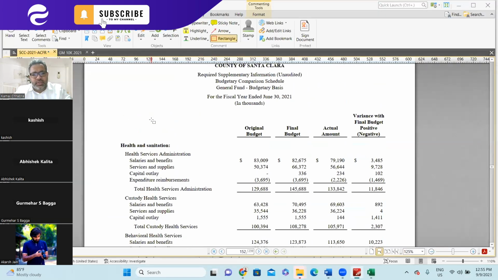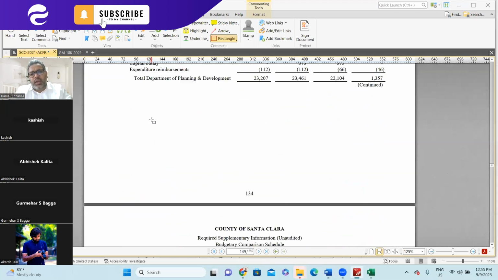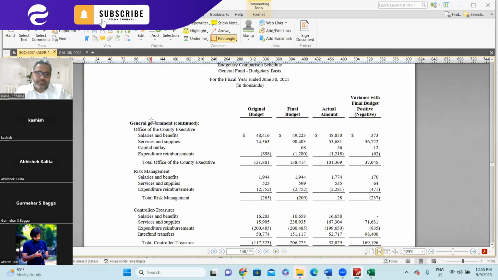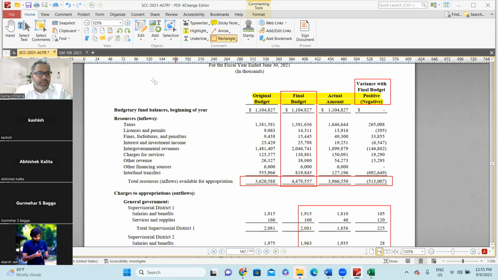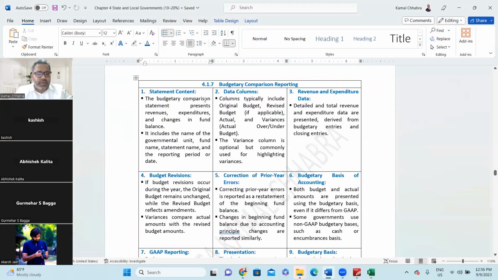All this information is divided into two major things. The first is the revenue part, which we have discussed, the sources of inflow. The second is charges to appropriation, which is outflow. All these things are movement, so the important thing is that variance here means the movement. The budgetary comparison statement presents revenue, expenditure and change in fund balance. Make sense?